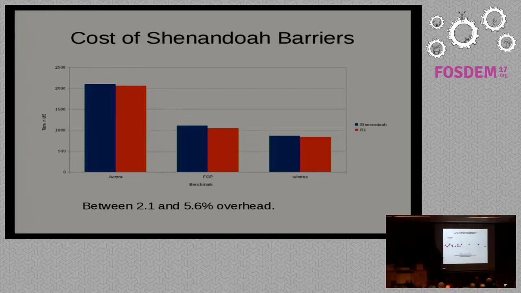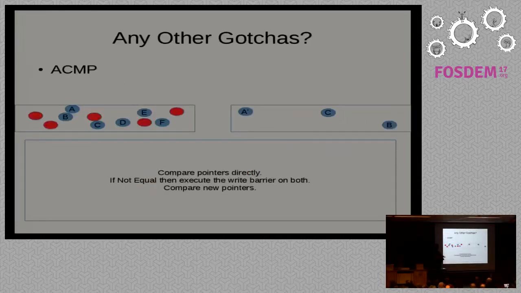Are there any other gotchas to be concerned with in Shenandoah? You need to think about things like pointer comparisons, right? Because if I have an A here and it's pointing to A prime, if somebody has a pointer to the old object and somebody has a pointer to the new object, you can sometimes get something saying they're not equal when they are. So we compare the pointers directly, and if they're not equal, then we execute the write barrier on both of them. And then we can compare them both in 2-space and make sure that they're correct. And there are complications like this for things like CAS as well.